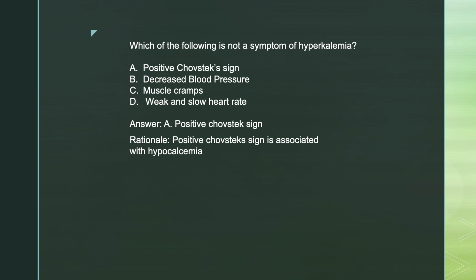So which of the following is not a symptom of hyperkalemia? A, positive Chvostek sign, B, decreased blood pressure, C, muscle cramps, D, weak and slow heart rate. So your answer here is going to be A, and the rationale behind that is because this sign is associated with hypocalcemia. All the other ones are associated with hyperkalemia.